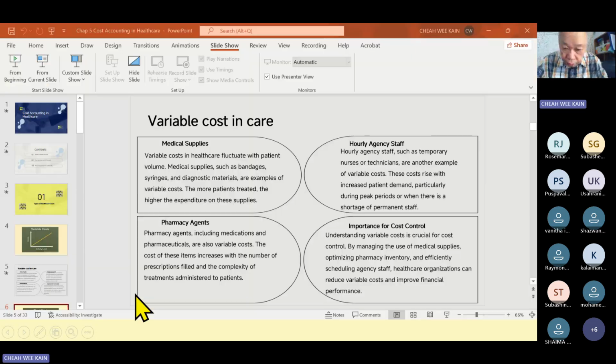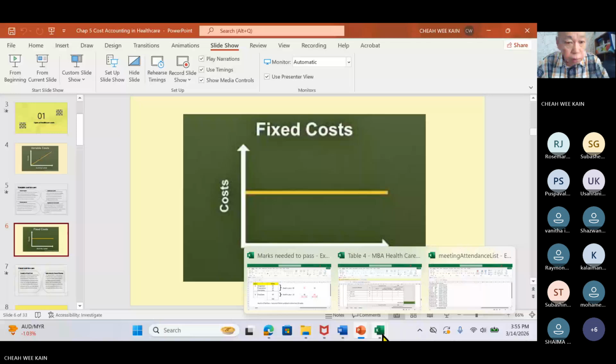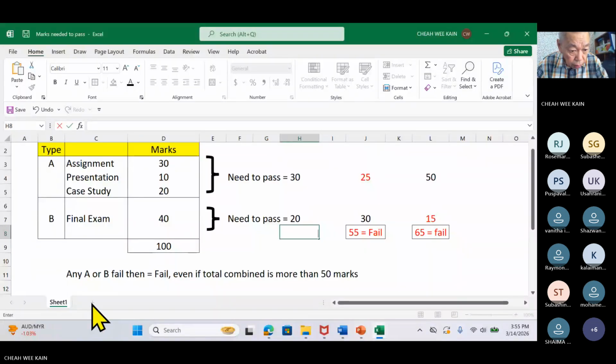We will now use the example of... why cannot go to sheet 2? Something wrong. Oh, okay.